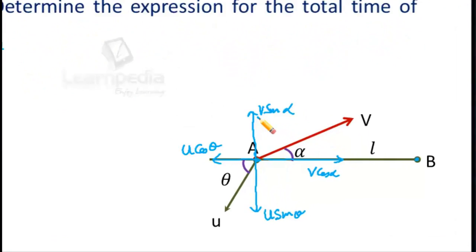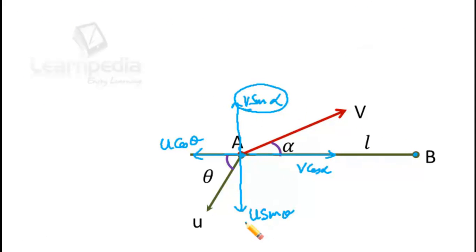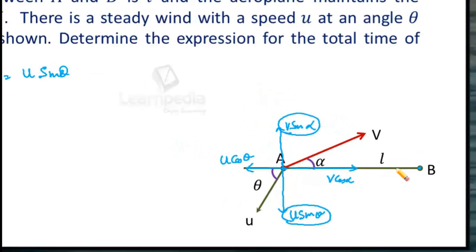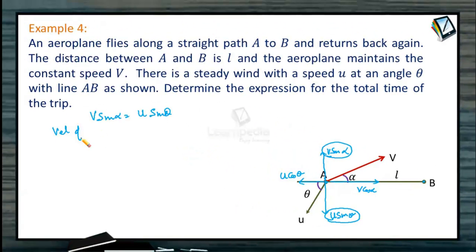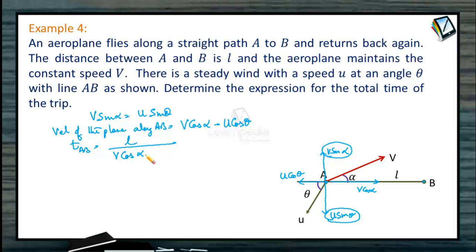That means the components V sin alpha and U sin theta should balance. So the resultant along the y-axis will be 0 and the aeroplane will be moving along the direction A to B. What is the velocity? Velocity of the aeroplane along AB will be V cos alpha minus U cos theta. The time taken from A to B, the distance is L, divided by V cos alpha minus U cos theta.